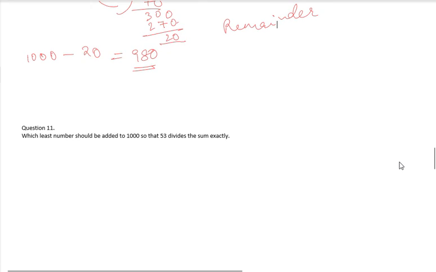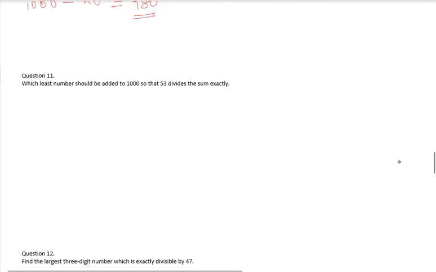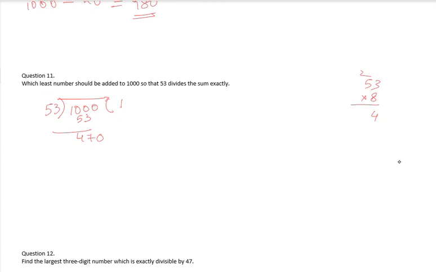The next question is which least number should be added to 1000 so that 53 divides the sum exactly. A little different, because this is not what is extra. What should be added to make it divisible? So 53 ones are 53. That's the first step. We'll do the division. 4, 7 and then 0. Now 53 into 8, let's see what we get. 8 5s are 40 plus 2 is 42. So 424. If I do the subtraction, I get 46.